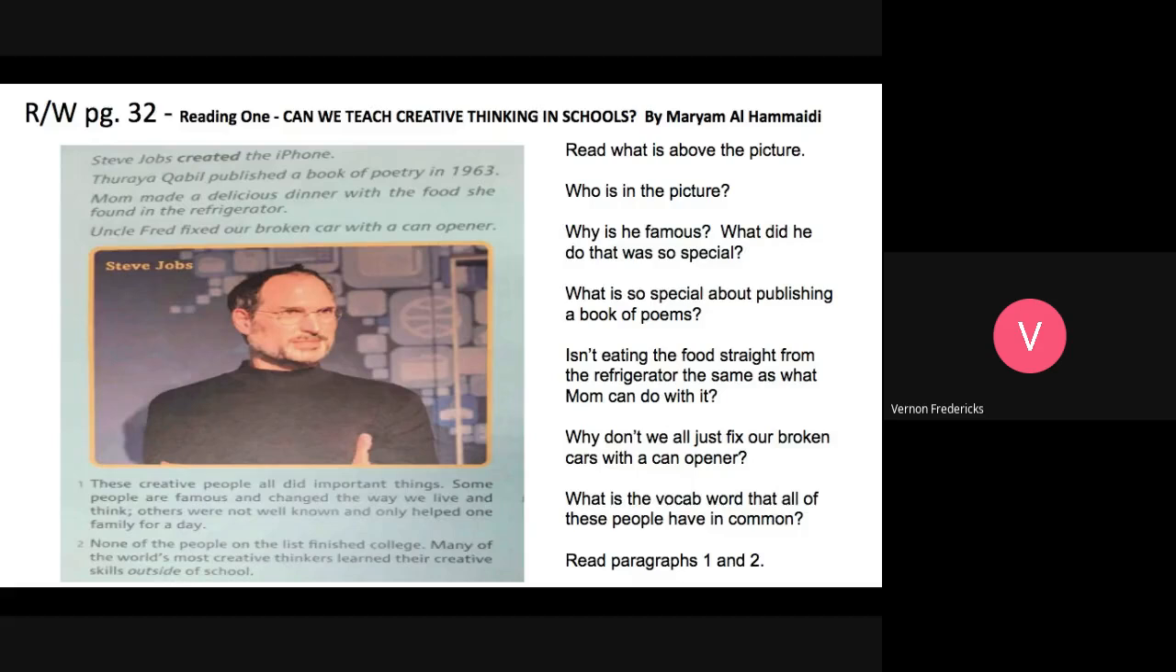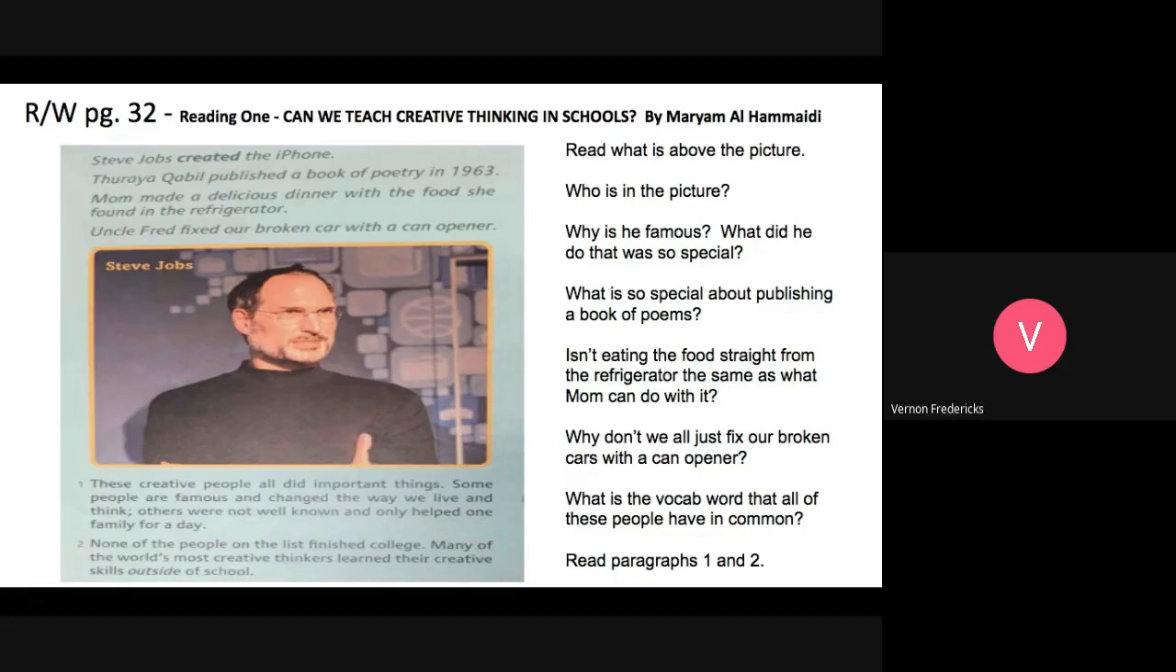Okay. Next question is, why don't we all just fix our broken cars with a can opener? We cannot. Maybe Uncle Fred is very good, and maybe needed just a can opener to fix the problem. Yeah. I don't think everybody can do that. It takes a special kind of talent to do that.